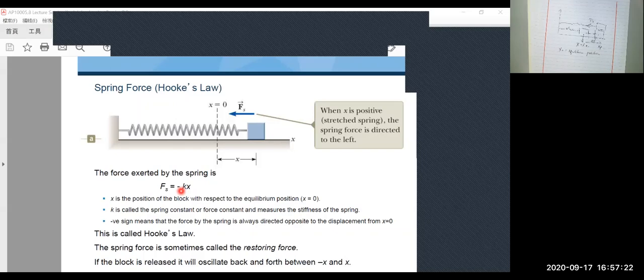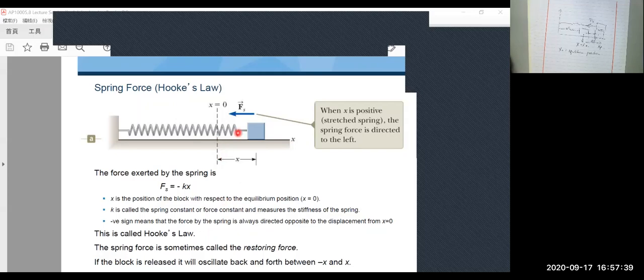It is a linear relation. You double the extension from the equilibrium point, you double the force. We are always talking about the extension from the equilibrium point. That is a very important concept, actually.